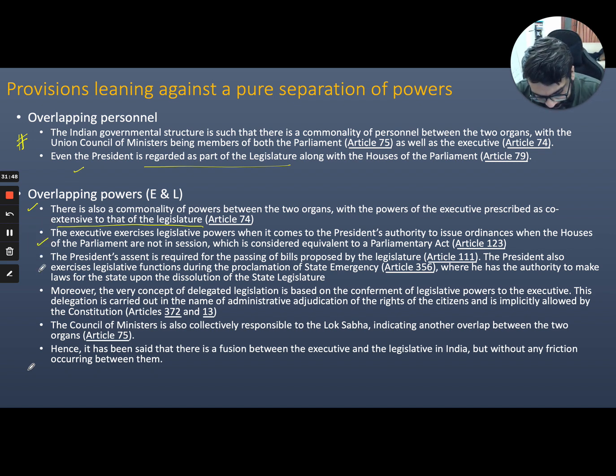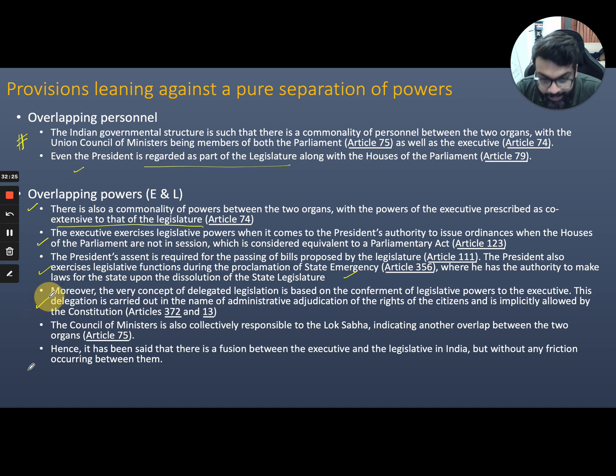Similarly, the president's assent is required for passing of certain bills which are proposed by the legislature under Article 111, and the president also performs certain legislative functions such as the proclamation of state emergency, which fundamentally alters center-state relations, wherein you have the powers to make laws for the state upon the dissolution of the state legislatures. Now, of course, it is not compulsory that the state legislature must necessarily be dissolved when a state emergency is in operation. But if the state legislature has been dissolved, then the president assumes lawmaking powers.